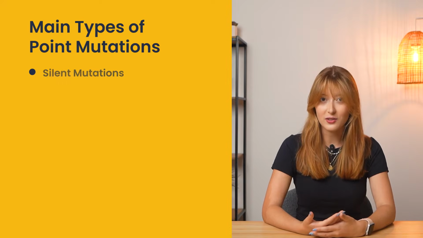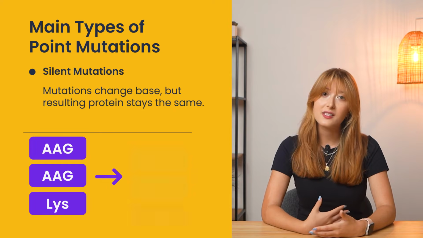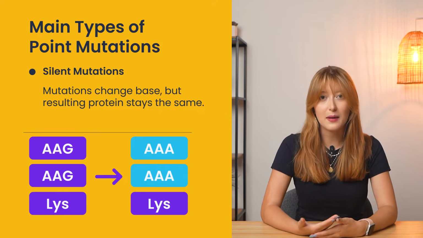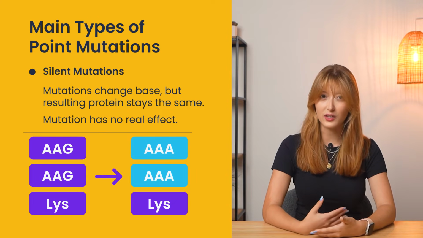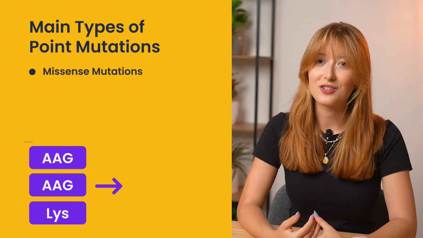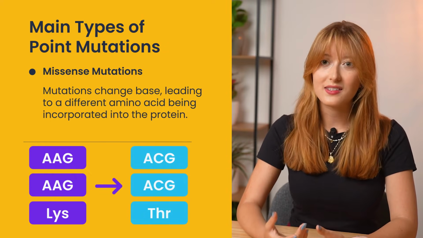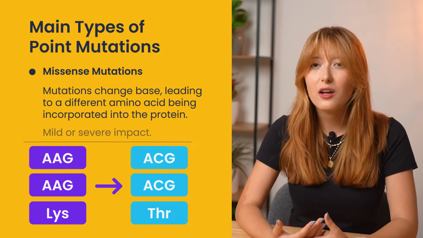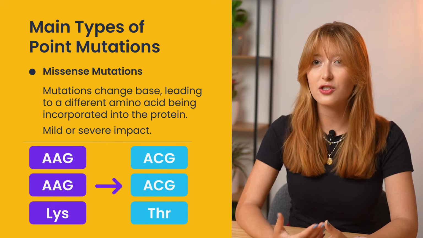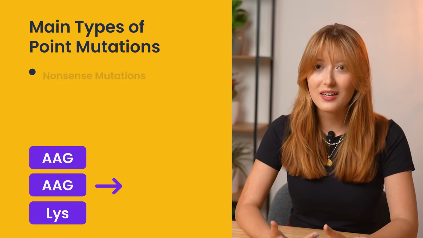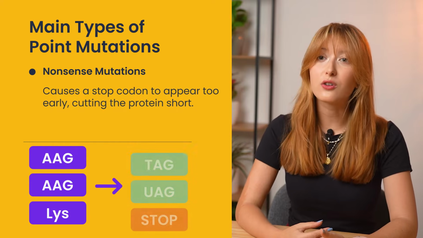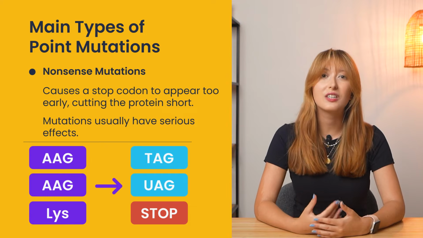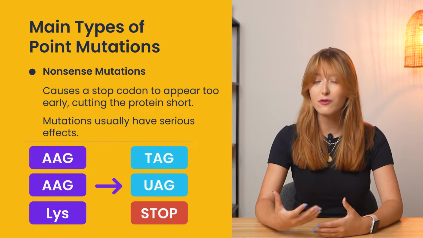The first one is silent mutations. The mutation changes a base, but the resulting protein stays the same. This happens because multiple codons can code for the same amino acid, meaning the mutation has no real effect. Another one is missense mutations, which is where the mutation changes a base, which then leads to a different amino acid being incorporated into the protein. This can have a mild or severe impact depending on whether the change disrupts the protein's function. And the third one is nonsense mutations. The mutation can cause a stop codon to appear too early, cutting the protein short. These mutations usually have really serious effects because the protein never fully forms.